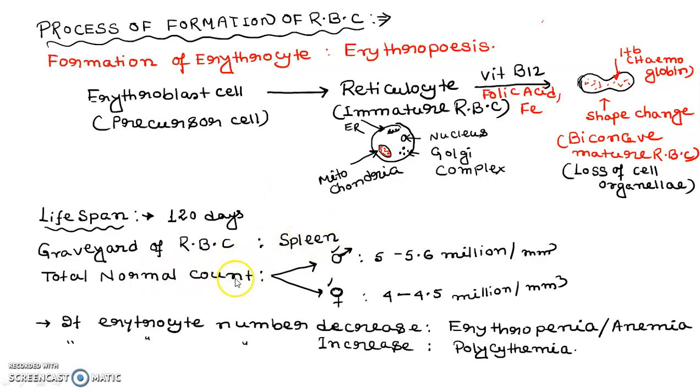The total normal count of RBC is 5 to 5.6 million per cubic millimeter for males. For females, it is 4 to 4.5 million per cubic millimeter. If the erythrocyte number decreases, it is known as erythropenia or anemia. If the erythrocyte number increases, it is known as polycythemia.